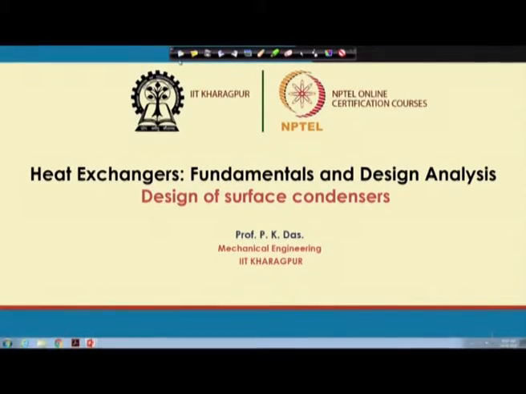That is a very big condenser, which is similar to a shell and tube heat exchanger, but there are a very large number of tubes on which condensation takes place. Typical condensers are used in power plants. So, the topic with which I start today is design of surface condensers. We will slowly go to the surface condenser.